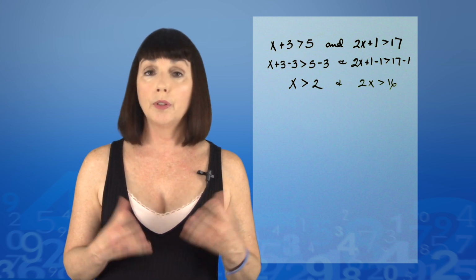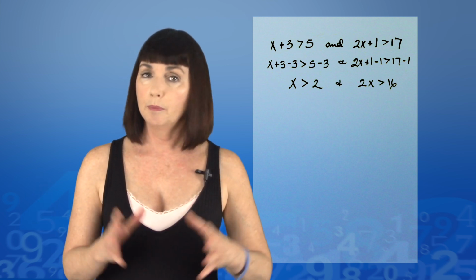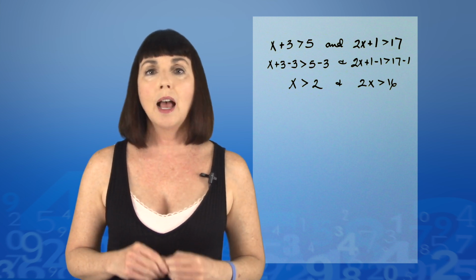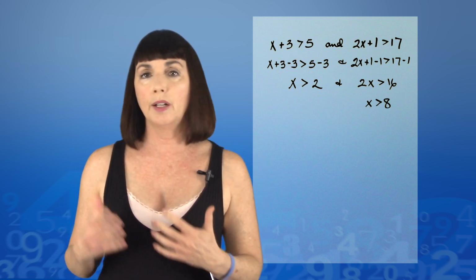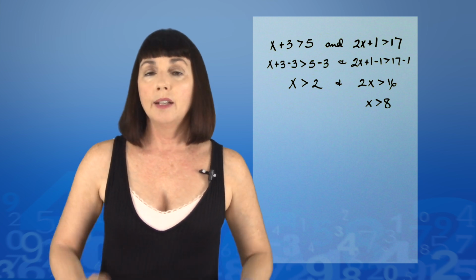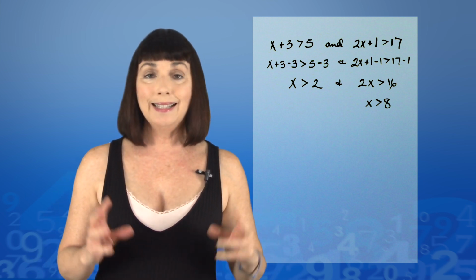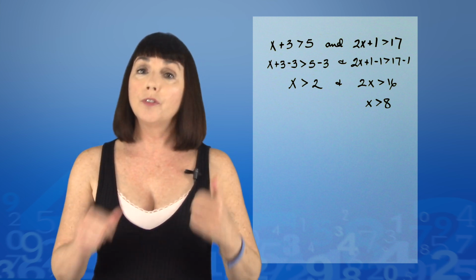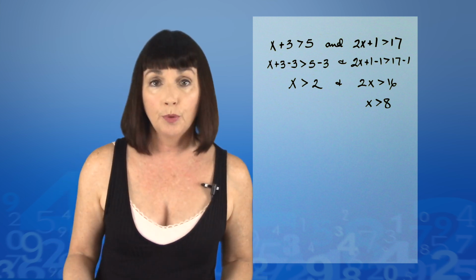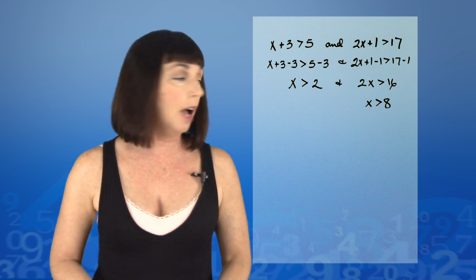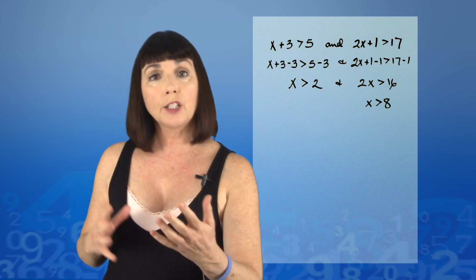That leaves me with 2x is greater than 16. Multiplying both sides by 1/2 to get rid of that 2 in front of my x, I get that x is greater than 8. All right, now the solution set for an and compound inequality is the intersection of the solution sets for each individual inequality. So now we have to take the intersection of x greater than 2 and x greater than 8.